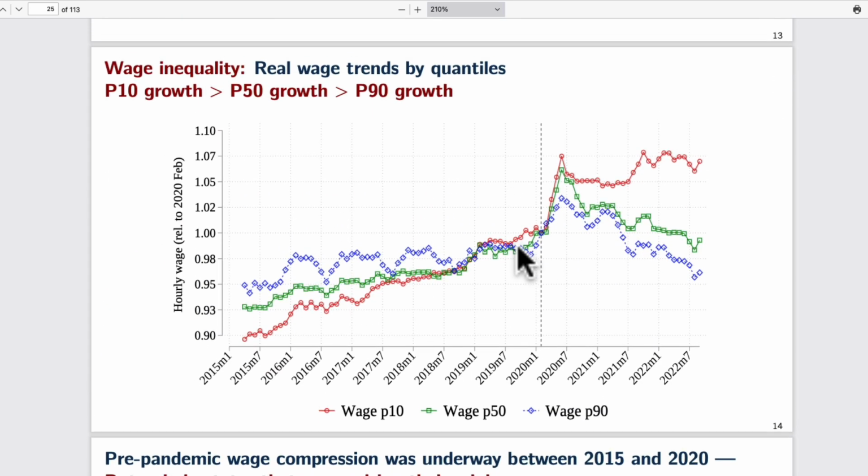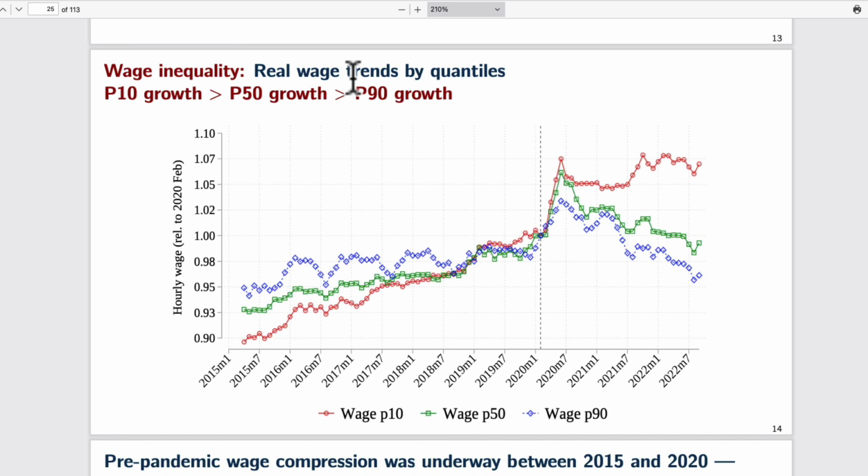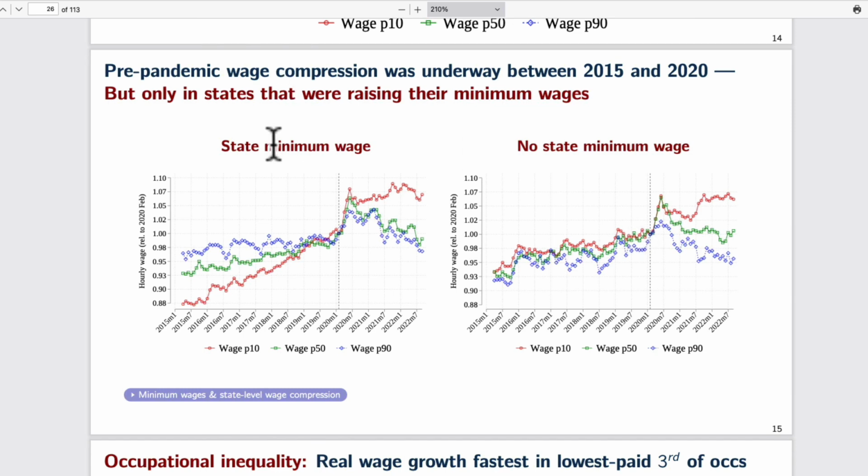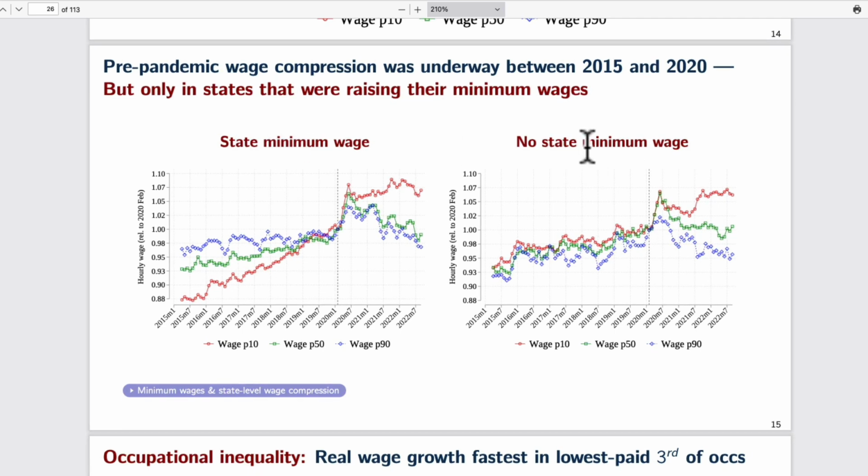And then there's a whole bunch of interesting stuff here. Real wage trends by quartiles. This is the 10th percentile, the 50th, and the 90th. Look at what's going on here. This is real wage gains. For the 10th percentile, look at the 90th percentile, straight down, and it follows that pattern down. If you look at states that had minimum wage versus no minimum wage post-pandemic, you're pretty much getting the same effect. What they were showing here, the title of this, was the idea about wage compression.